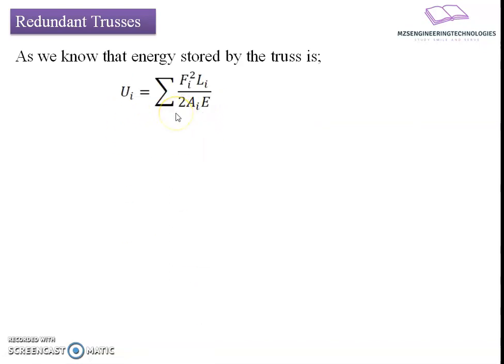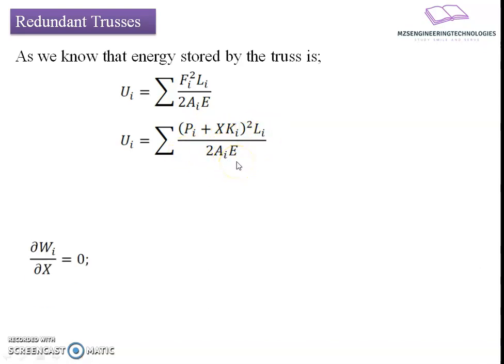As we know, the truss members are subjected to axial forces either in tension or compression, so the energy stored under the deformation will be given as Fi square Li divided by 2 Ai into E. For the whole system, we can say summation of Fi square Li divided by 2 Ai into E. If I substitute the value of the final force in terms of the statically admissible case and the action of redundant forces, we can write Pi plus X into Ki whole square Li divided by 2 Ai into E.